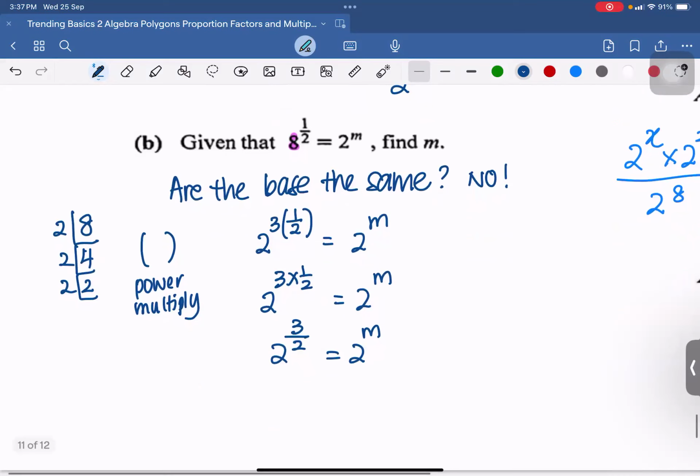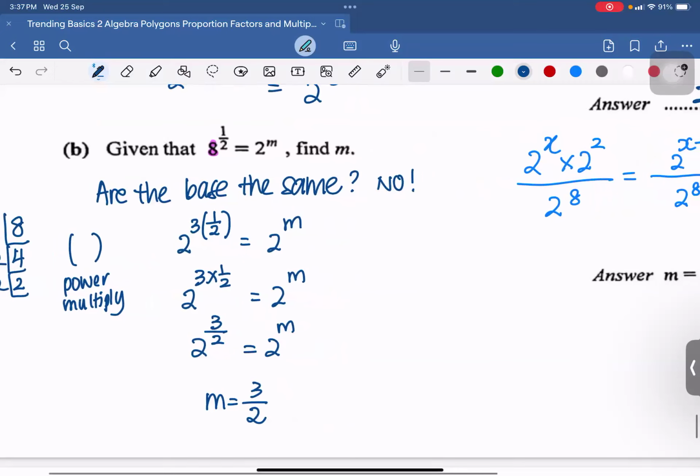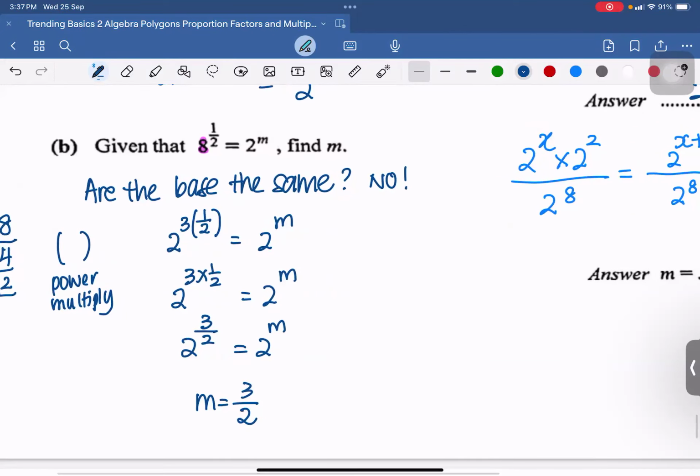Okay, so in this case, since the two bases are the same, the power will be the same. So therefore, m equals 3 over 2. It's okay? Now, if you are okay with this, then I'm going to add on a question.